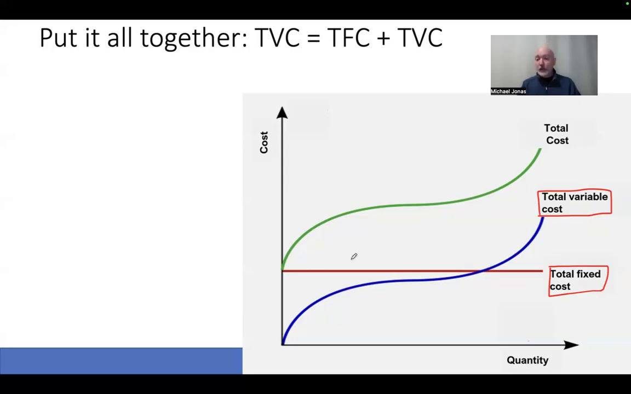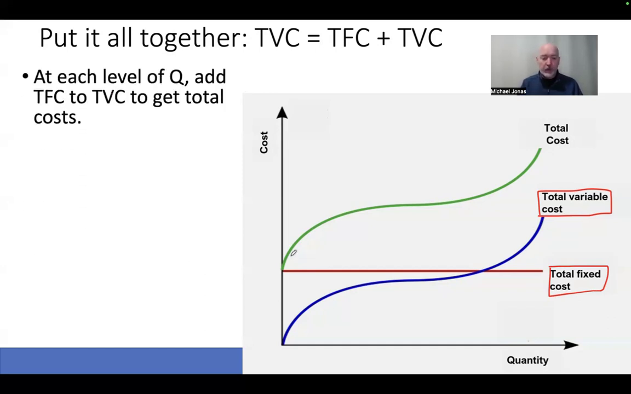Well, we just have to add those two together, right? Because what is our total cost? It's just the sum of our fixed and our variable. So basically what this graph does is at every level of output, we take wherever our variable cost is, and we add our fixed cost to it. We basically shift that whole thing up. The distance between variable and total is just the amount of our fixed cost, right? So we're just adding that value.